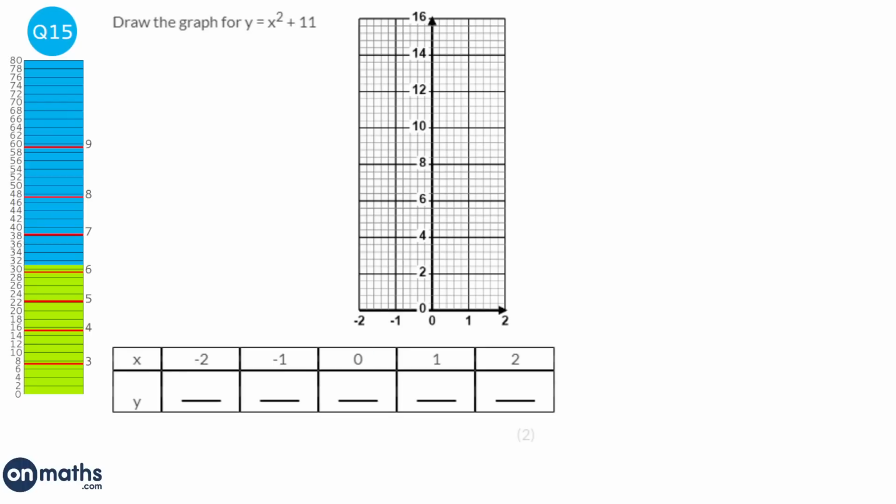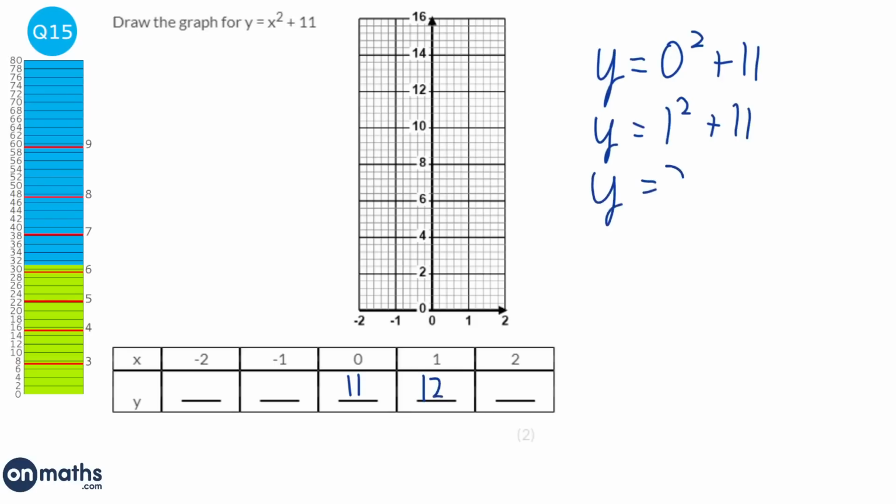And here we want to substitute x equals 0 into our equation. So we've got y equals x squared plus 11. So it's y equals 0 squared plus 11. 0 squared is just 0, plus 11 is going to be 11. We're going to do the same for 1. So y equals 1 squared plus 11. 1 squared is just 1. 1 plus 11 is 12. Same again for 2. 2 squared plus 11. 2 squared is 4. 4 plus 11 is 15.